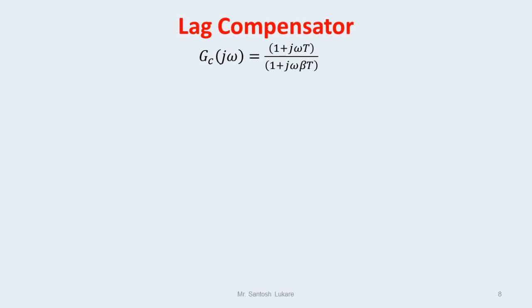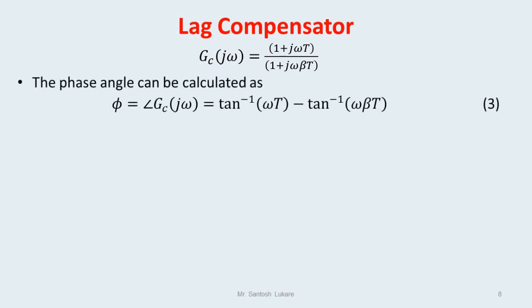The transfer function of the lead compensator that we can consider once again. So GC of j omega is equal to 1 plus j omega T upon 1 plus j omega beta T. Now for this compensator network, one can find the angle contributed by the compensator, that is the phase angle, can be calculated as phi is equal to angle of GC of j omega is equal to tan inverse of imaginary part, that is omega T, divided by real part 1.